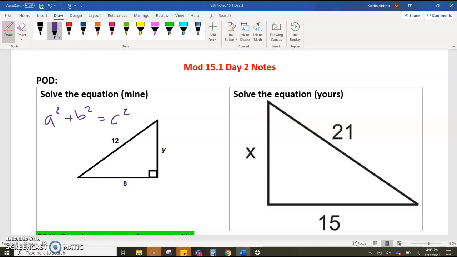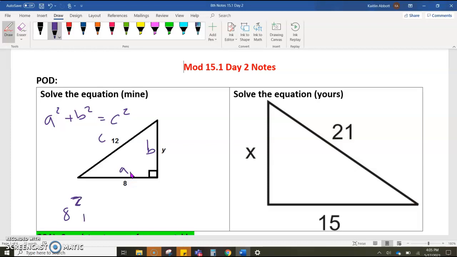Remember, a and b are the legs. So even though they have x and y, don't be fooled. We can pick this is A, this is B, it doesn't matter which one's which, and the long side is always C. So I'm going to plug these numbers into my equation. A squared is my 8, so I'm going to do 8 squared.